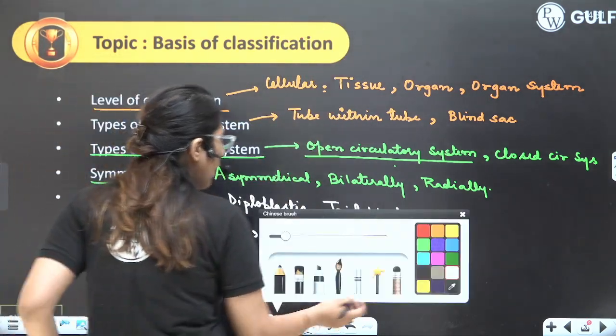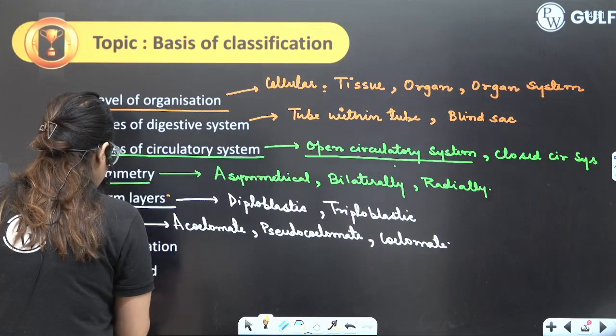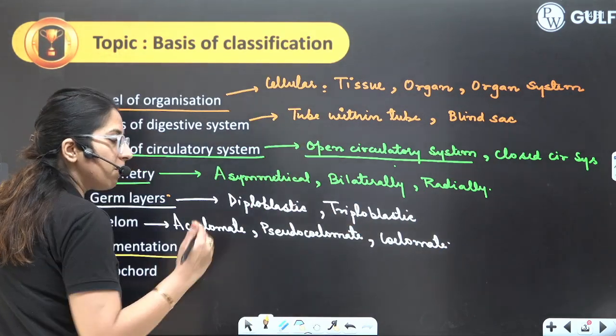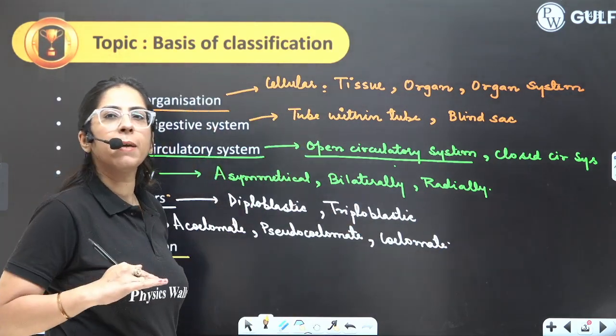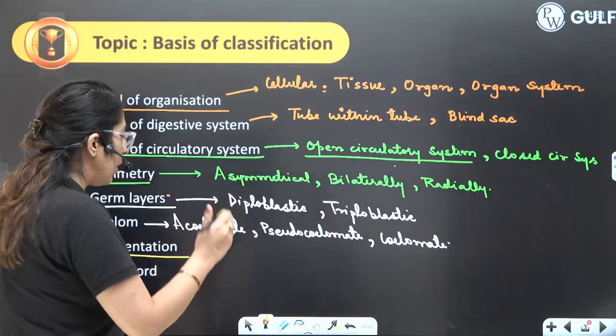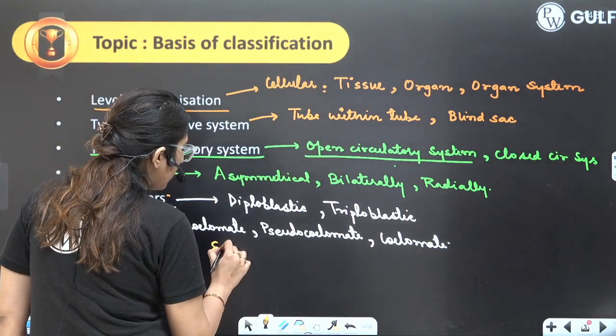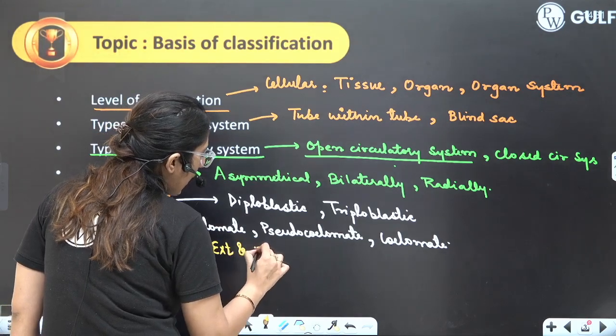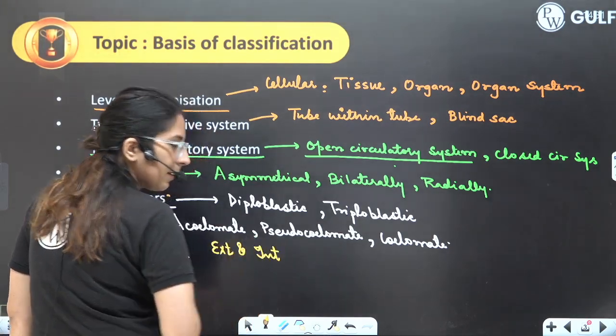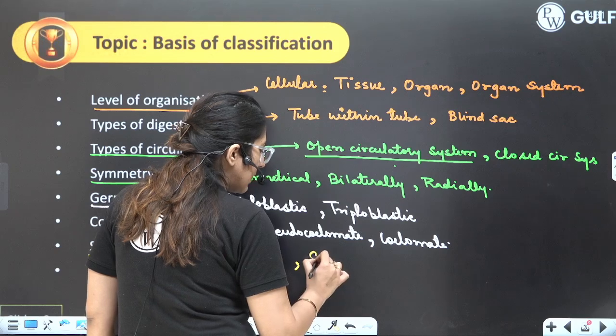Okay. Moving on to the next category, segmentation. In segmentation, you will find that segments are present in the body: 1, 2, 3, 4. They can be external and internal, both. Clear? They can be external segmentation.